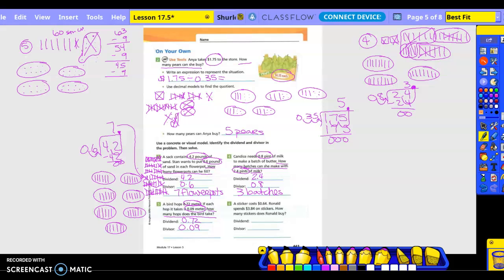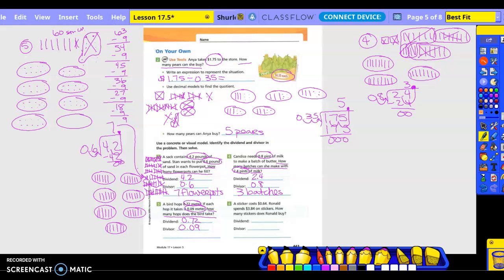So 36. Can I draw another circle? Yeah. Yep. So another circle. 1 through 9. So got rid of 9 more. So I'm left with 27. Can I draw another one? Yeah. Yep. So 1 through 9. Got rid of 9 more. I'm left with, can I draw another circle? Yep. 1 through 9. Got rid of 9 more.